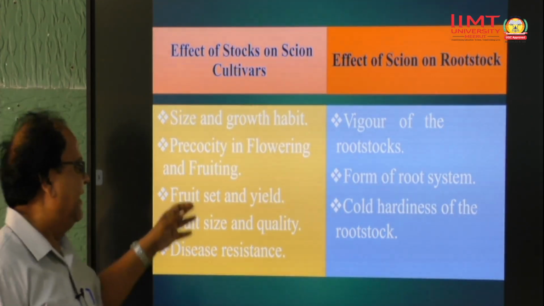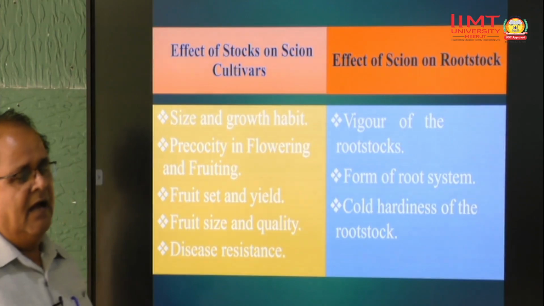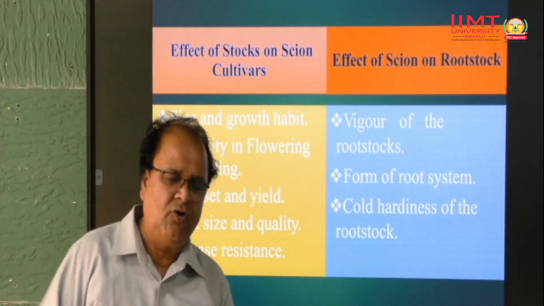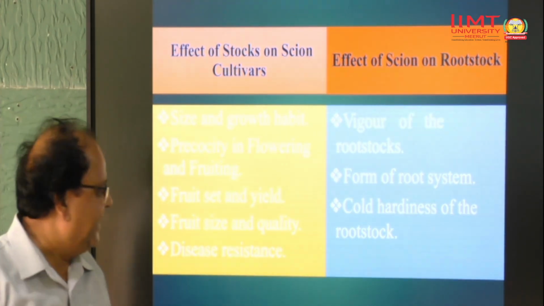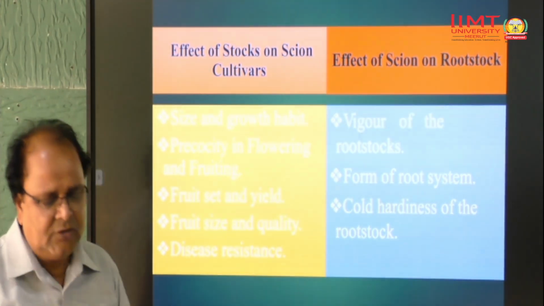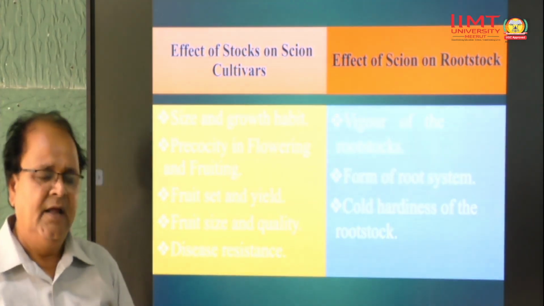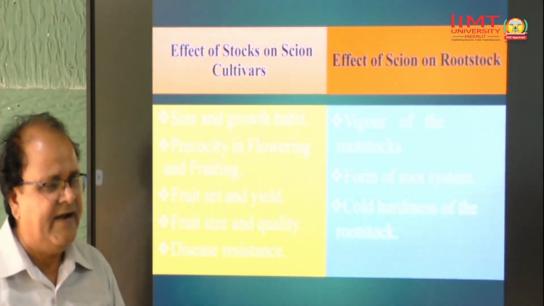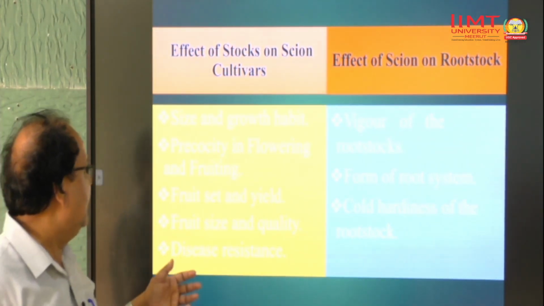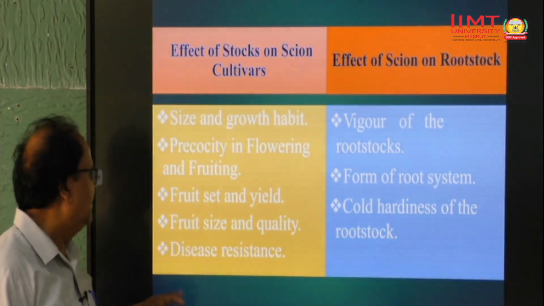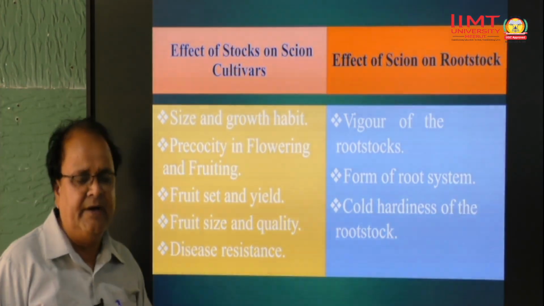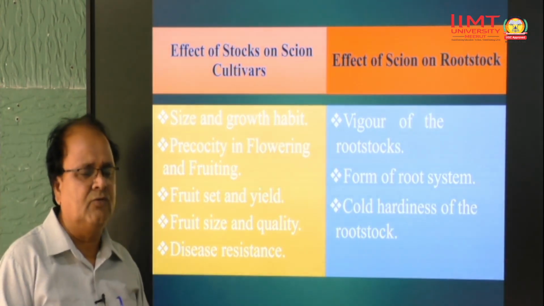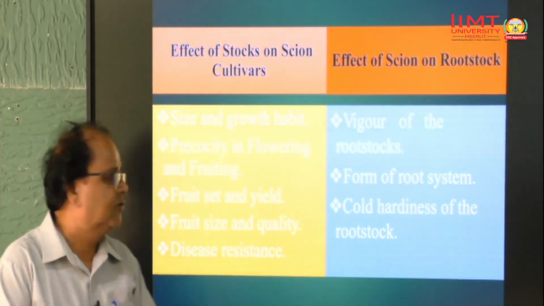Fruit set and yield are also related to the main concept of rootstock and scion compatibility. If the rootstock and scion are compatible, there is high fruit yield, tolerance to different insects, pests and diseases, and high production or fruit setting. Fruit size and quality are also influenced by the compatibility, or by the effect of the rootstock on the scion or the scion on the rootstock.